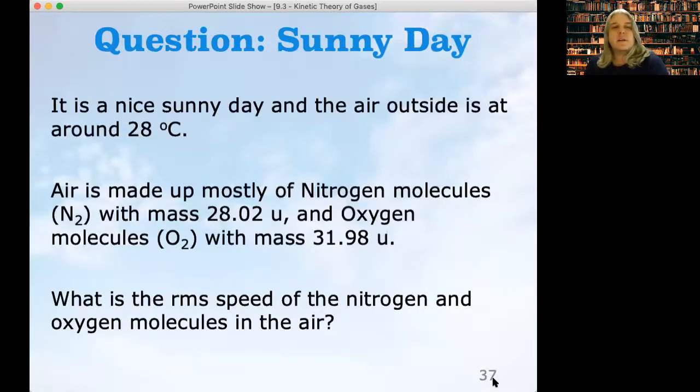It is a nice sunny day and the air outside is at around 28 degrees Celsius. The air is made up mostly of nitrogen molecules with a mass of 28.02 U, and oxygen molecules with a mass of 31.98 U. What is the RMS speed of the nitrogen and oxygen molecules in the air?